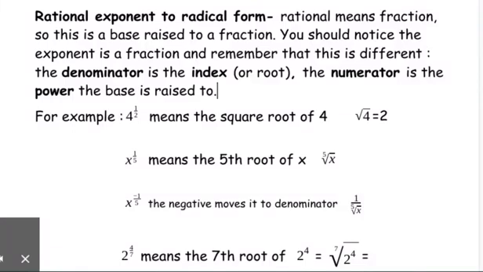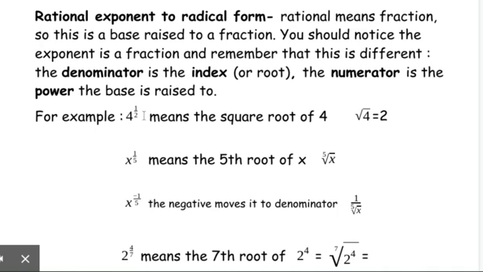In this video, we're going to learn how to change a rational exponent into a radical form. So there's a little bit of vocabulary in there. Remember, a rational number is a fraction, and in radical form, we are going to use the radical symbol. So let's take a look at this first example, 4 to the 1/2 power.